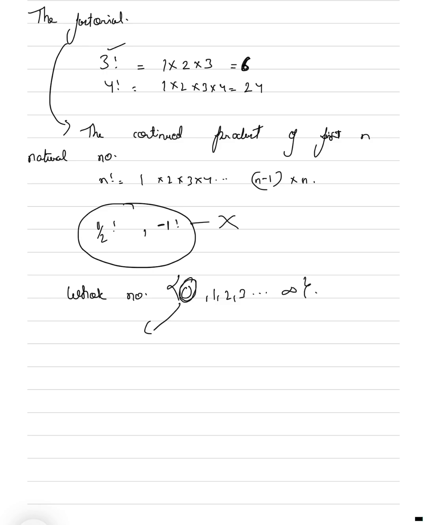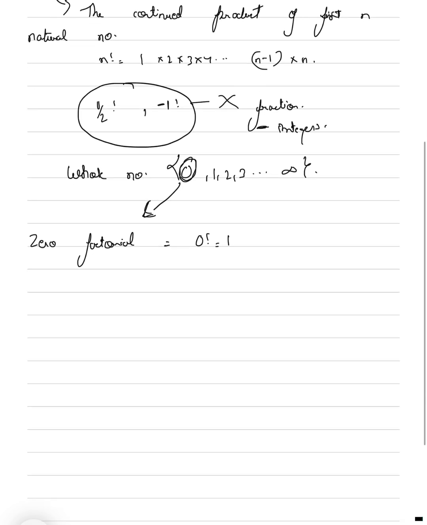And sir, what is the meaning of 0 factorial? I am going to prove it later, but I'm just assigning it the value: 0 factorial is equal to 1. Just remember that factorial is not defined for fractions or for negative integers. I think I made my point clear here.